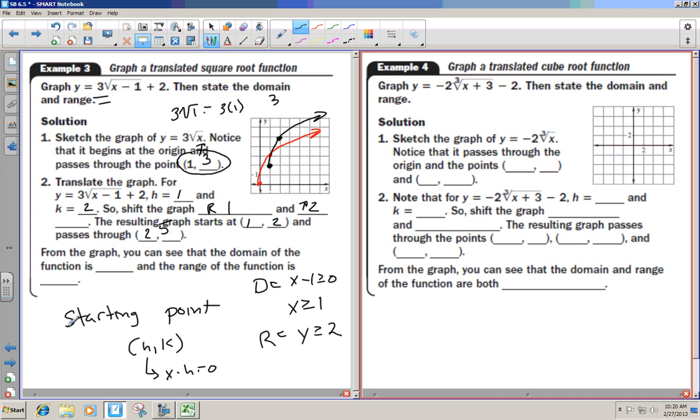We'll do some more here as well. Take a look at this. So it's telling you to sketch the parent function. You don't actually have to if you don't want to, but it is good to see. You'll notice that it passes through the origin and the points blank and blank. So when you graph this into the table of values, you'll be given some points that you'll need. You'll see that it goes through the origin.